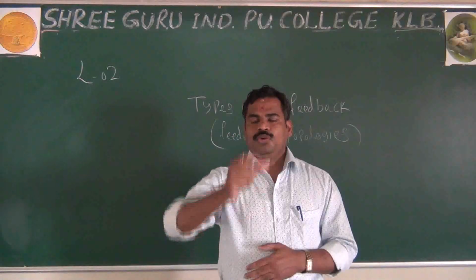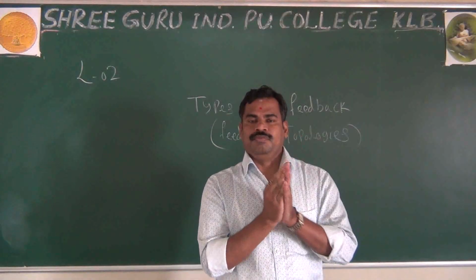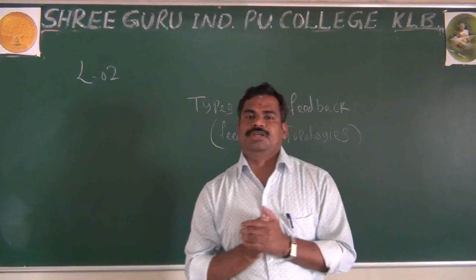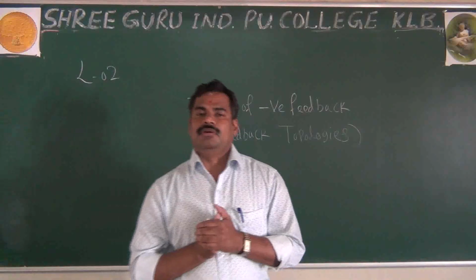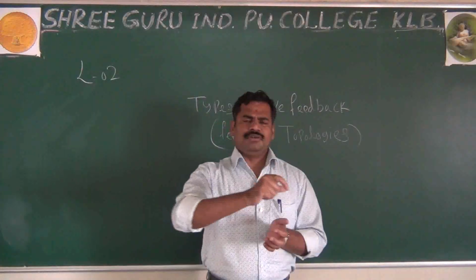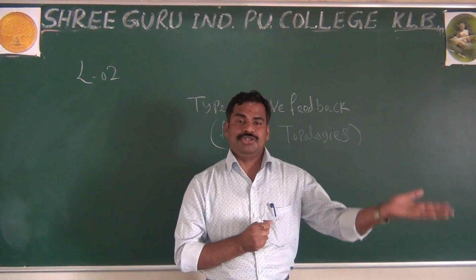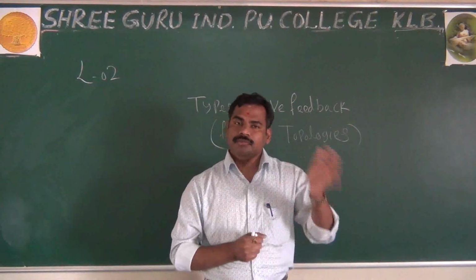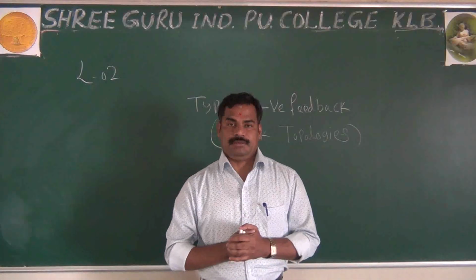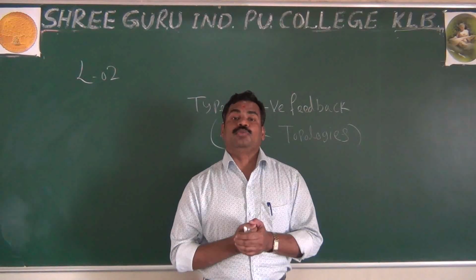Depending upon what you are taking from the output, as I said, you are taking some part of the output. That part of the output may be current or voltage. You have done the classification of feedback depending upon the current and voltage, and how that feedback signal is connected. It may be in series or it may be parallel. That's how you have done the 4 types of feedback connections or 4 types of feedback topologies.